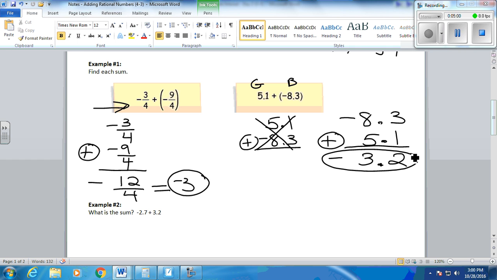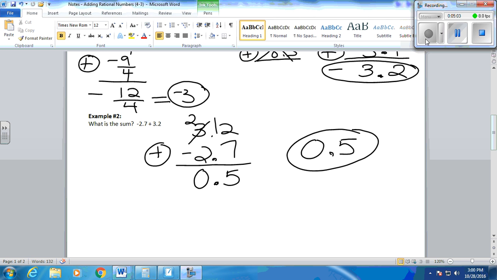Go on and try number 2. Okay. Again, this one turns into negative 2 and 7/10 and 3 and 2/10. I have to look at which number has a larger absolute value and write that first and subtract the other number from it. So 3 and 2/10 plus negative 2 and 7/10. I'm actually finding the difference between these two numbers to give me 5/10.